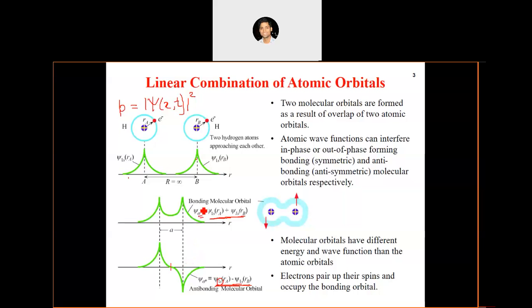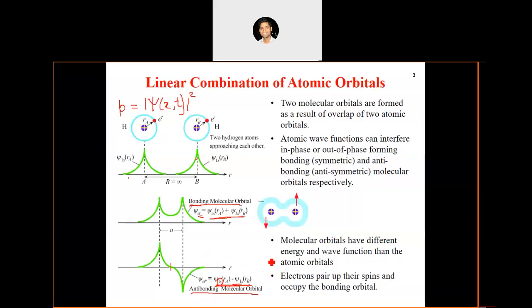And because of that they form bonding and anti-bonding orbitals. As you remember, when there is bonding, the electron density is maximum at the center of the two atoms. So that's why this molecular orbital, which is formed from two atomic orbitals, is known as bonding molecular orbital, and the other one is known as anti-bonding molecular orbital, right?